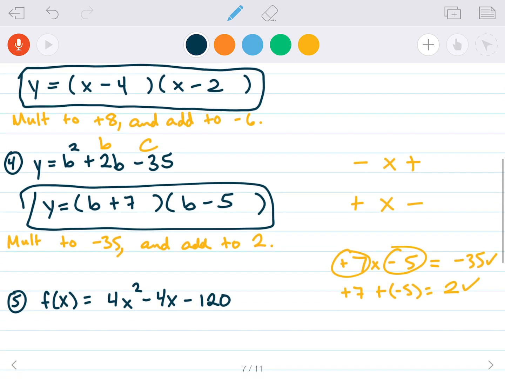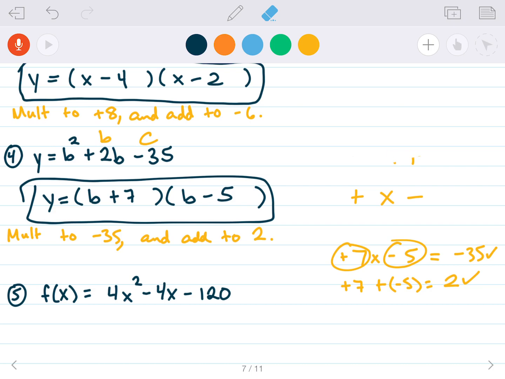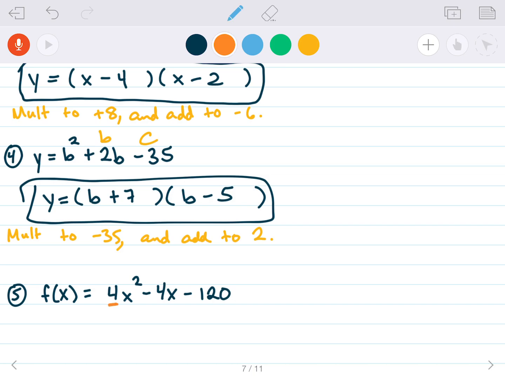All right. So let's look at number 5. Now notice that a is not 1, so we can't quite use our trick yet. However, what you should notice is that a, b, and c all have a number that we can divide out, right? So a, b, and c, I can make this a 1 by dividing everybody by 4 and pulling the 4 out.